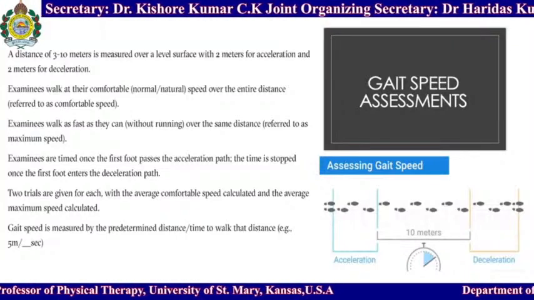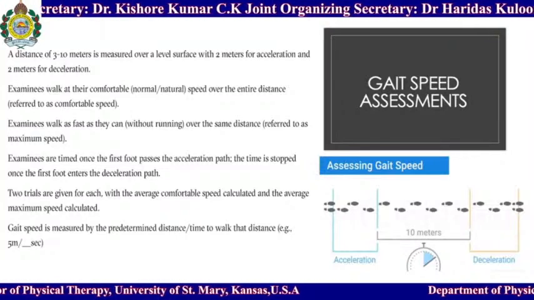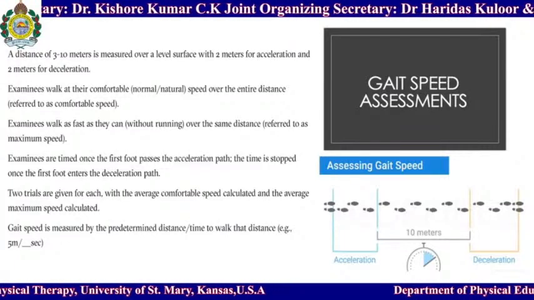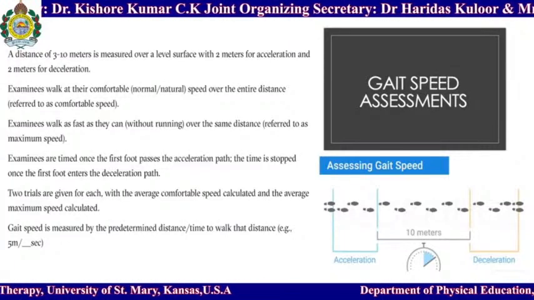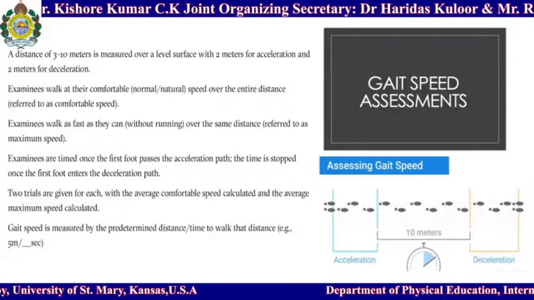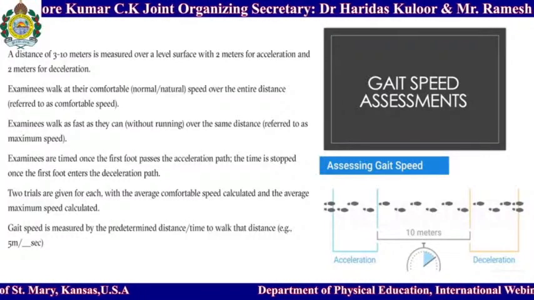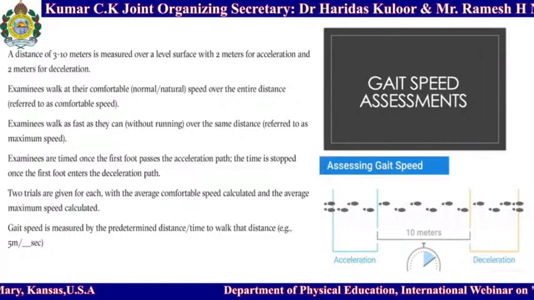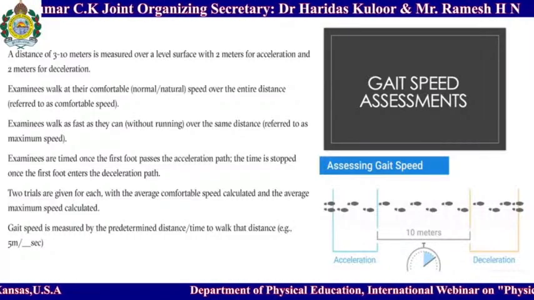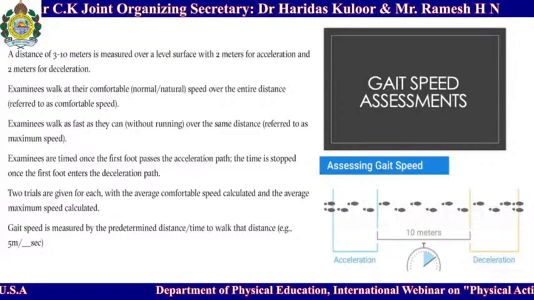Typically, we're going to measure our patients walking at a normal, natural speed. We'll usually measure that twice and average it. Then we'll also ask our patients to walk as quickly as they can without running over that same distance. That's going to be our max walking speed. We're going to have them do that twice as well and then average that.